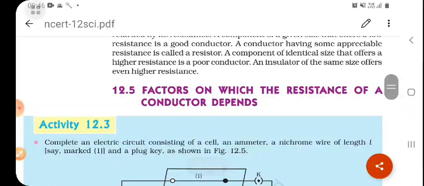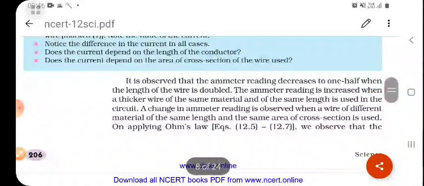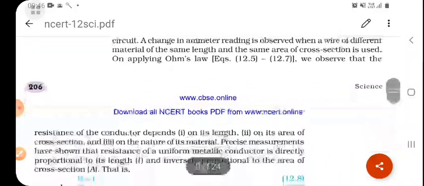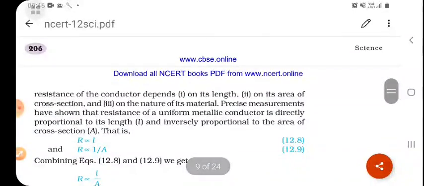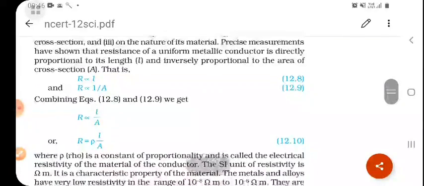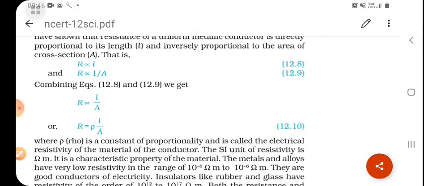Factors on which the resistance of a conductor depends. The resistance of the conductor depends on the length of the conductor and the area of the cross section of the conductor. On applying Ohm's law, we observed that the resistance of the conductor depends on length and area of the conductor. On length it is directly proportional, and on area of cross section it is inversely proportional.